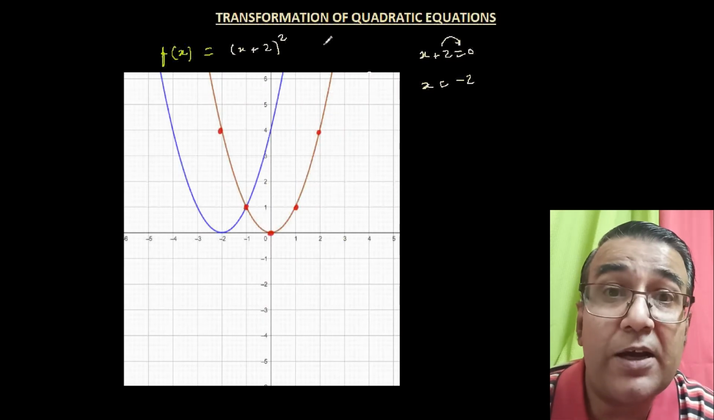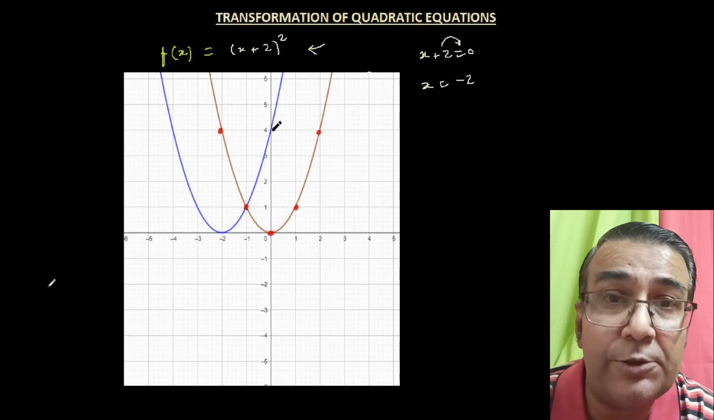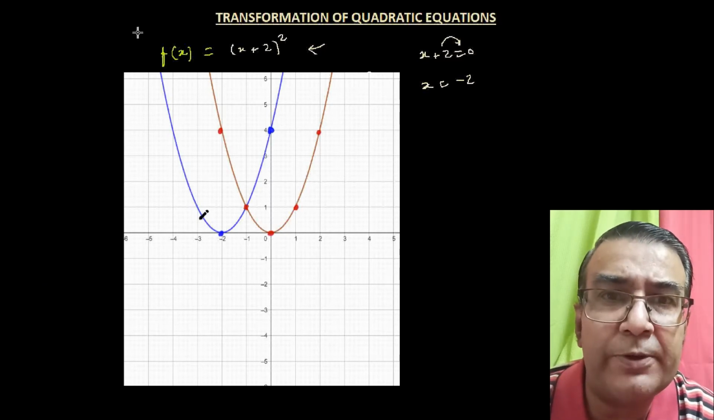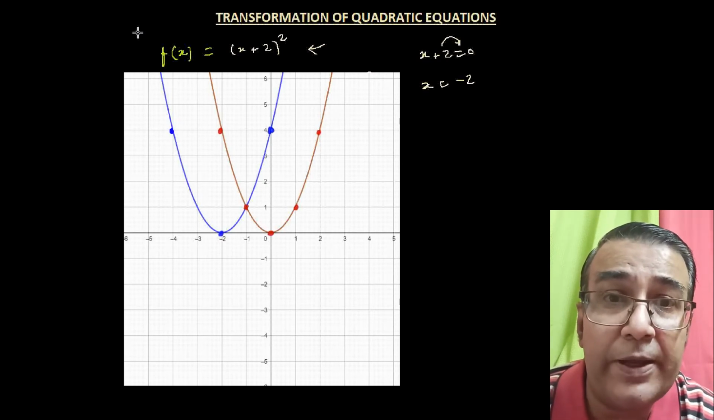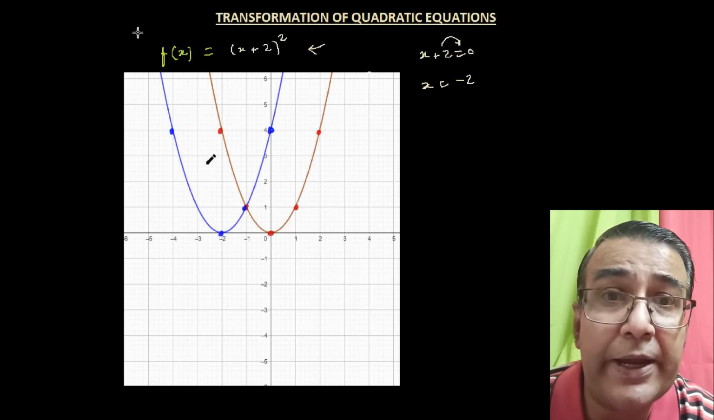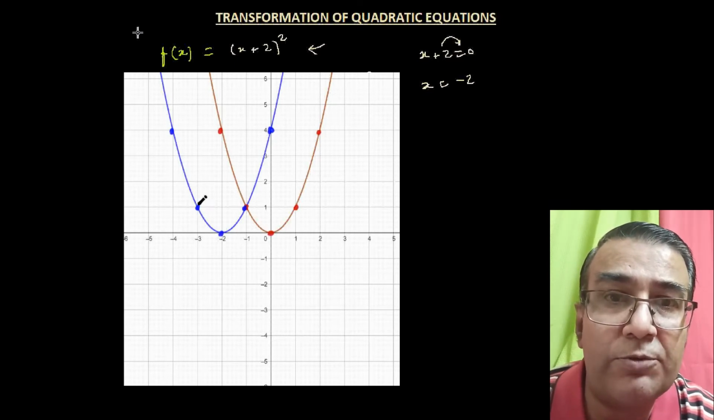So again, let's mark our points very quickly. We had 0, 4, which was here. We had negative 2, 0, which will be right here. We had negative 4, 4, which will be here. We had negative 1, 1, which will be this point, and negative 3, 1, which will be this point.